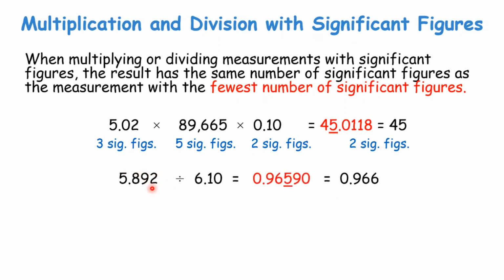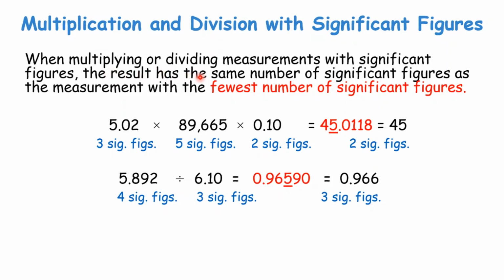Another one, a division, 4 sig figs, 3 sig figs. Then we know the final answer, we have to keep 3 sig figs. So therefore, I underline the last digit. And since the one after the last digit in the sig figs, that's 9, greater than 5, we round it up. That should be 0.966. 3 sig figs. Yeah, because the result has to have the same number of sig figs as the measurement with the fewest number of significant figures. And in this case, the fewest one is 3.